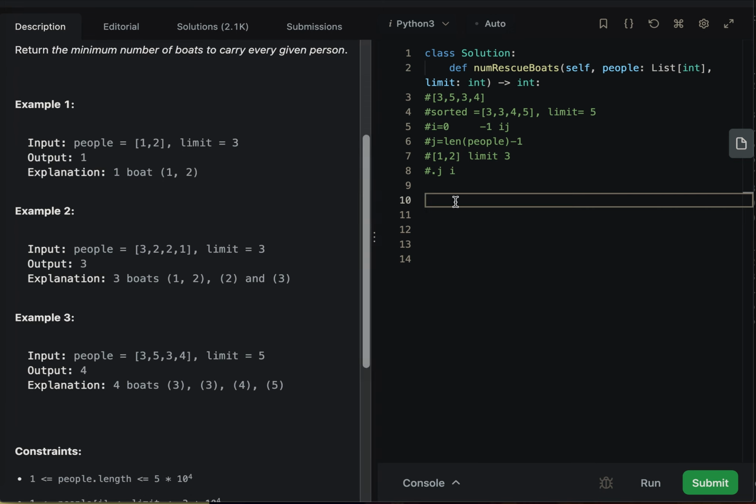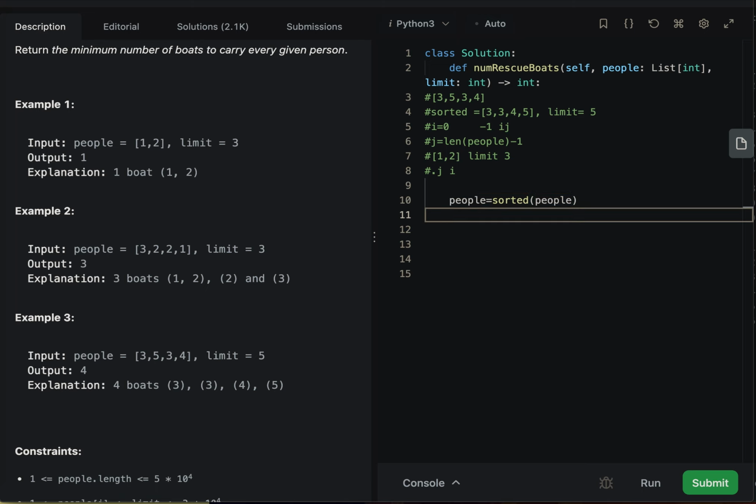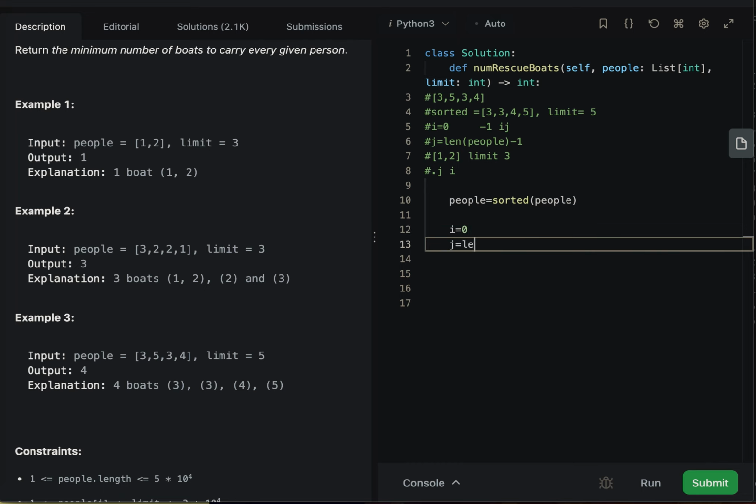So first I'm going to need to sort the people array, right? So let's do that. And then I declare both the pointers, i equal to 0, j equal to length of people minus 1, right? And answer, this is the number of boats so far. Let's declare it, which is going to be 0 initially, right?